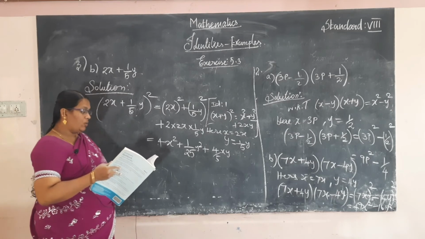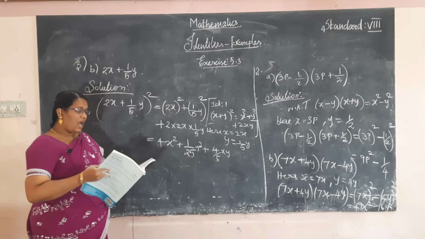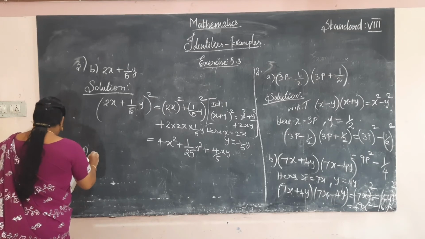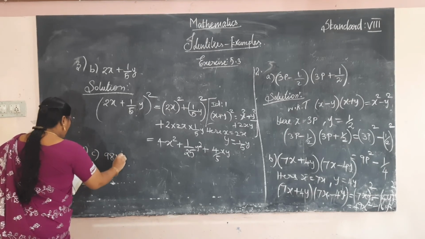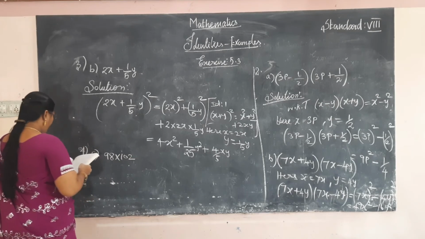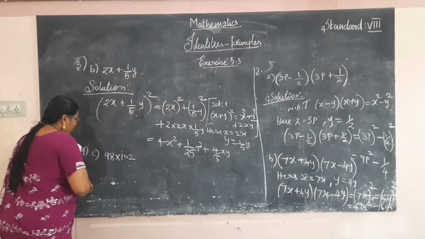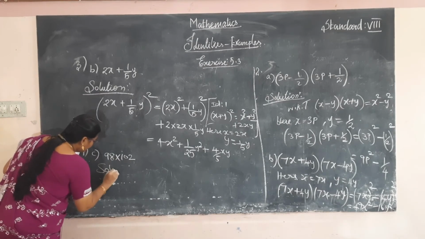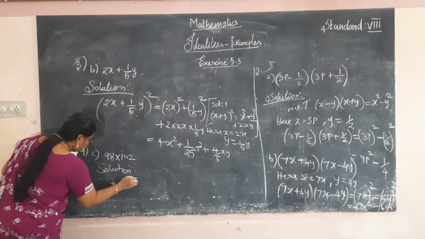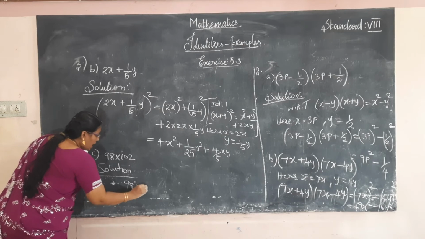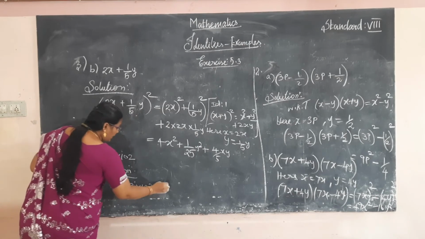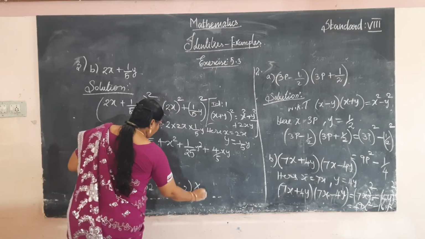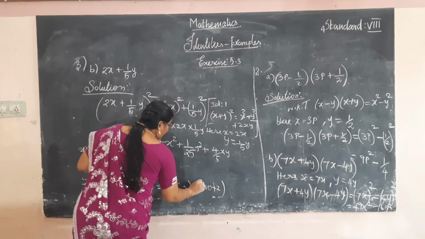Fourth one, evaluate without actual multiplication. So A and B are homework. Okay, easiest one. Now do the C problem, 98 into 102. Without actual method means we are using the identities. 98 into 102 can be written with 98 in the form of 100 minus 2, and 102 as 100 plus 2.